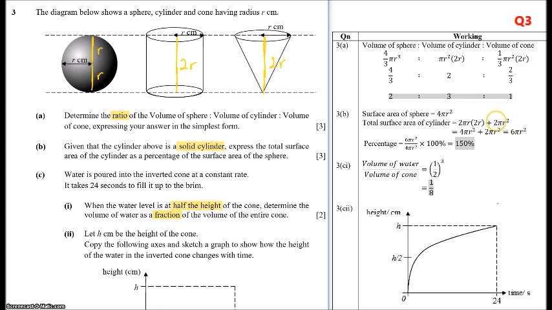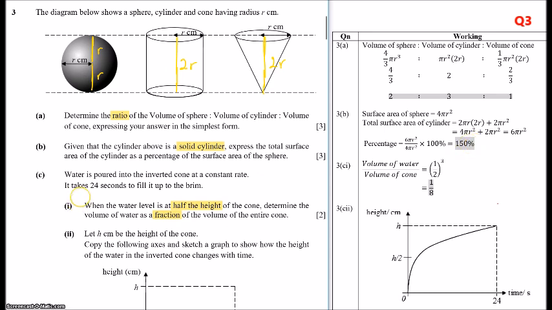This is the top and bottom. And then here you get 2 pi r, which is the circumference, times the height, which gives you the curved surface area. And then you add together, and you get this. After that, because they want the percentage, you take this one over this one. This is the surface area of the cylinder, and the one below is the surface area of the sphere. And then you do your normal maths, you get 150%.